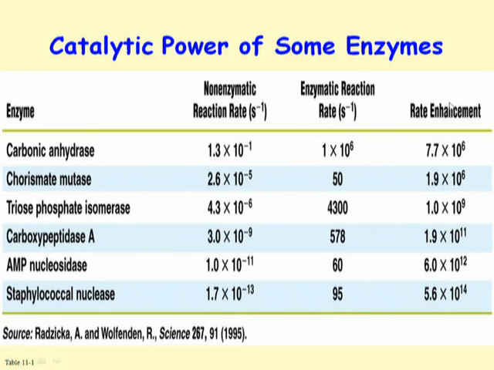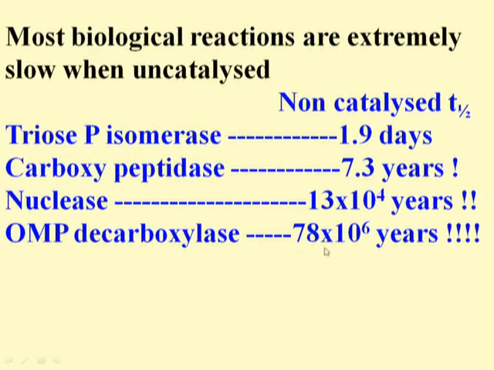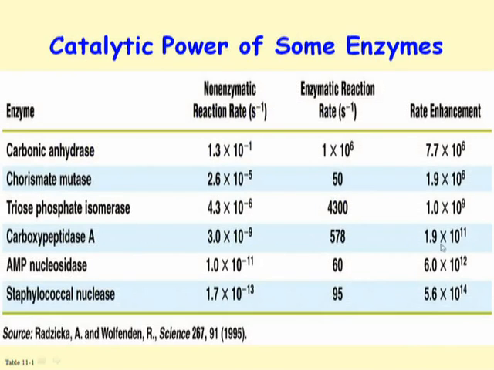The rate enhancement, which is the ratio of the two, shows us that the enzymes can enhance the rate from 1,000,000 times to about 10 raised to 14 times, and the particular reaction that I gave you as an example, OMP decarboxylase, can bring about a rate enhancement of up to 10 raised to 17 times. So this is the high catalytic power of enzymes, which one has to remember, that they are extremely good at catalysis.